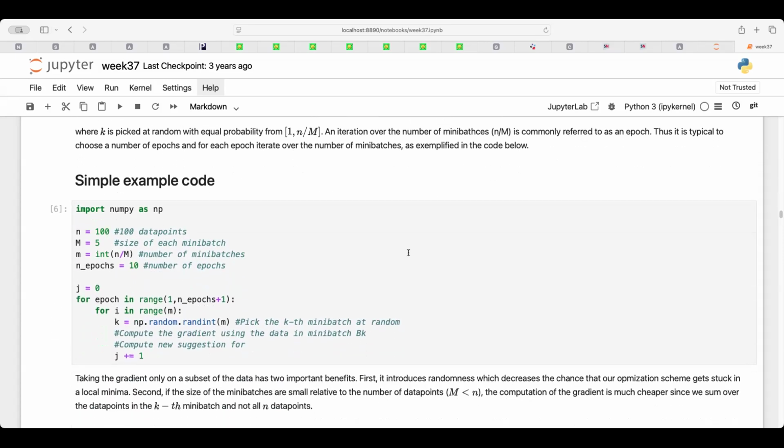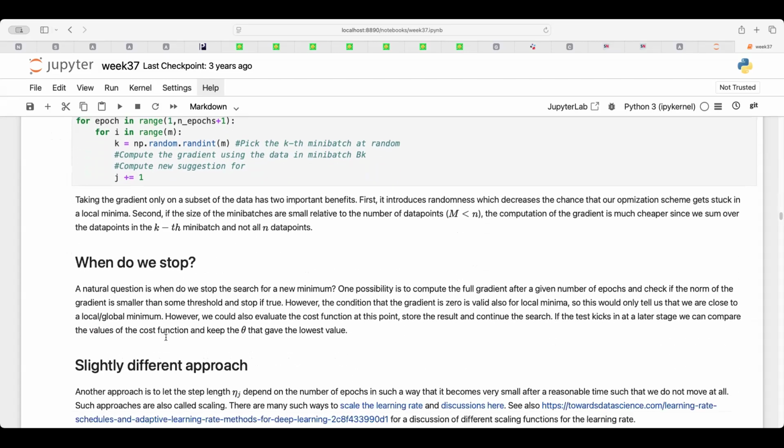Now, the simplest code is a code like this one. You have 100 points, you define the number of batches, and you normally try to set this up so that dividing the number of data points by the number of batches gives you an integer. Then there is something called epochs, which is another parameter. You loop over the epochs, and for every epoch, you calculate a set of mini batches. You find randomly the points where you start, you compute the gradients, and then you compute new suggestions for the parameters, and you keep updating.